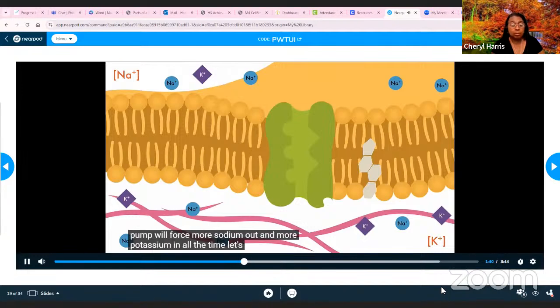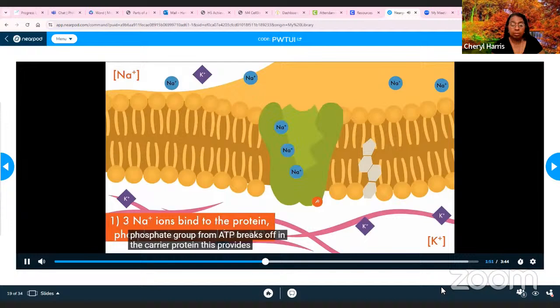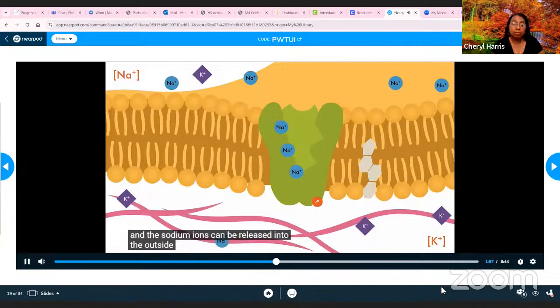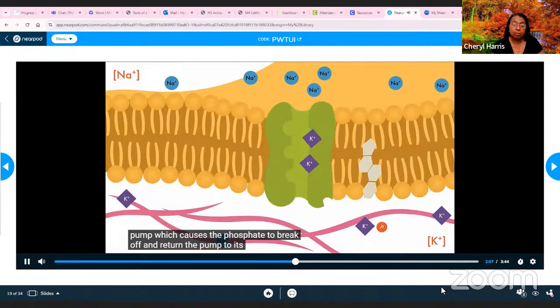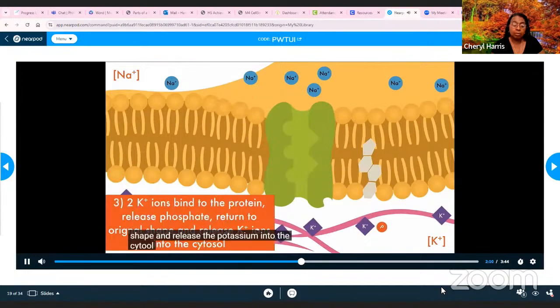Let's see how this works. First, 3 sodium ions from the cytosol bind to the protein, and a phosphate group from ATP breaks off into the carrier protein. This provides energy for the shape of the protein to change, and the sodium ions can be released into the outside of the cell. Now 2 potassium ions will enter the pump, which causes the phosphate to break off and return the pump to its original shape and release the potassium into the cytosol. Again, sodium will diffuse into the cell on its own, and potassium will diffuse out. The pump forces the sodium to be outside the cell and the potassium to be inside the cell.